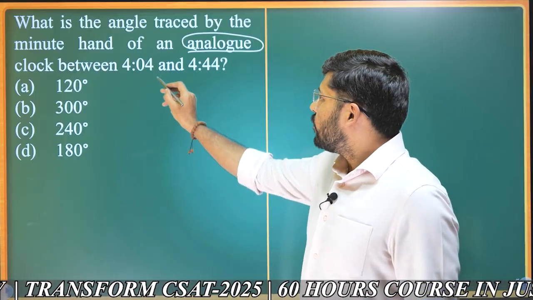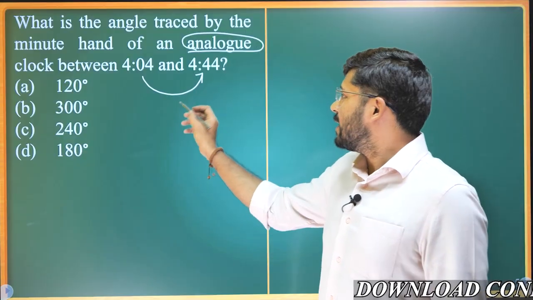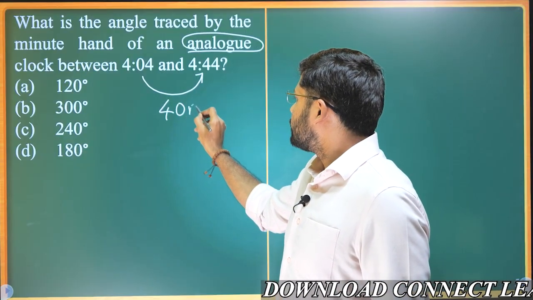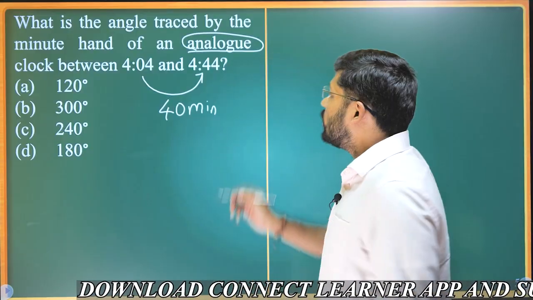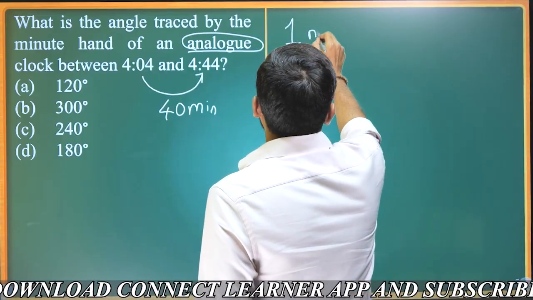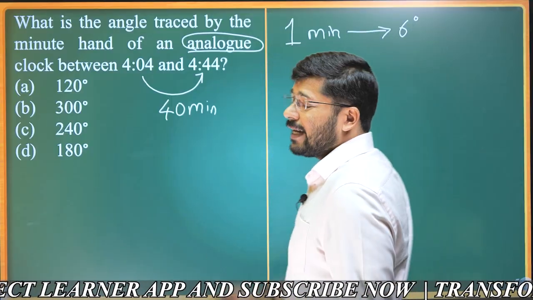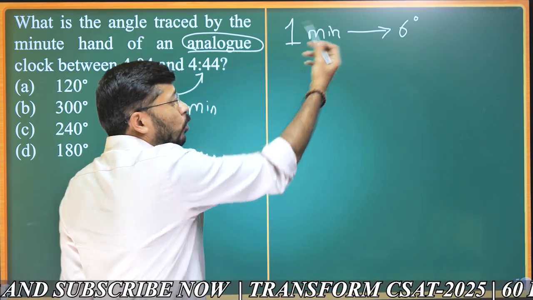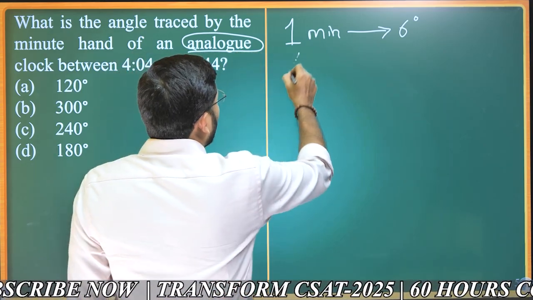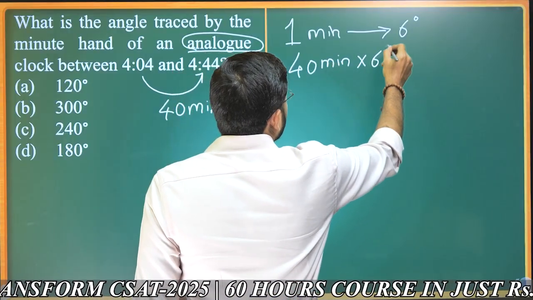It is very simple. From 4:04 to 4:44, how many minutes have passed? It is easy, right? 40 minutes have passed. And we know that for every 1 minute, the minute hand moves 6 degrees, because that is the speed of the minute hand. Speed of the minute hand is 6 degrees per minute. So for 40 minutes, how much will it move? It will move 40 minutes times 6 degrees. That is how much?